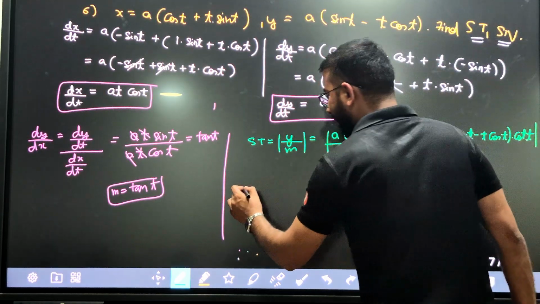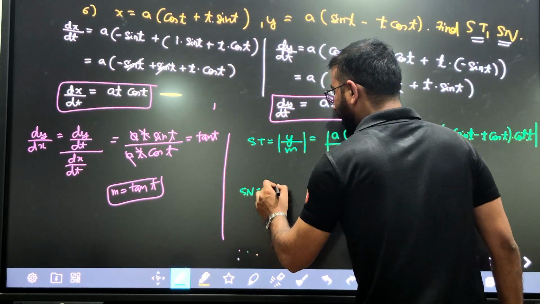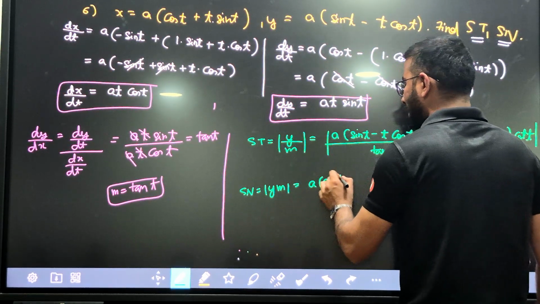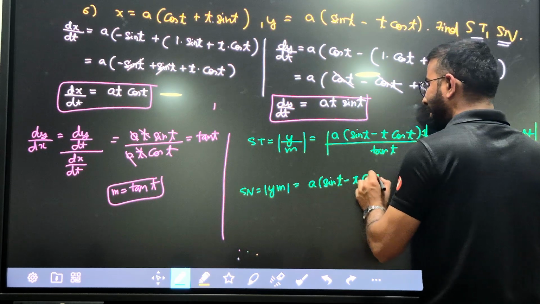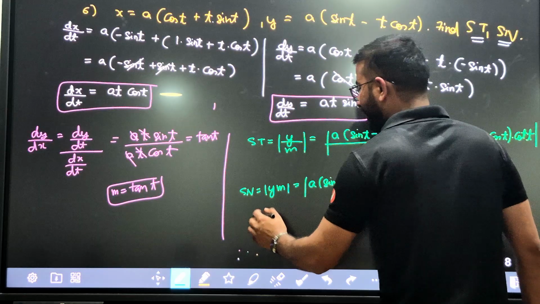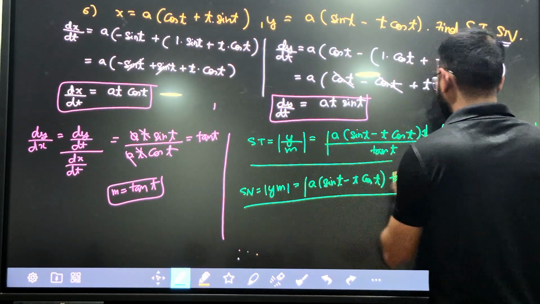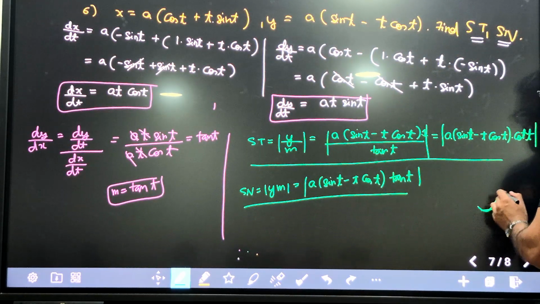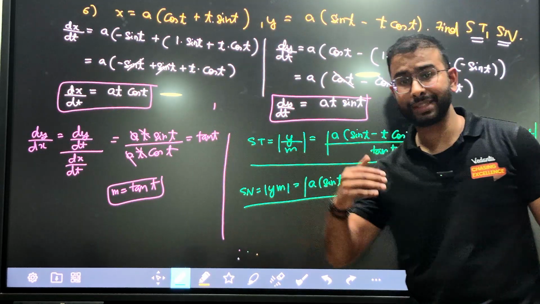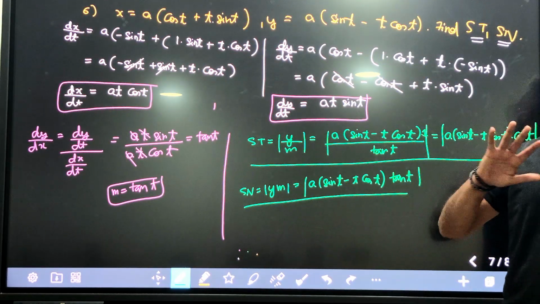Okay, let's write the subnormal. Subnormal is y into m, which is a into sin t minus t cos t into m. What is m? Tan t. That's it. You can leave the answer here and 4 marks in your pocket. Easy, no? Not at all difficult. In such cases, if you are struggling too much, remember the values also.